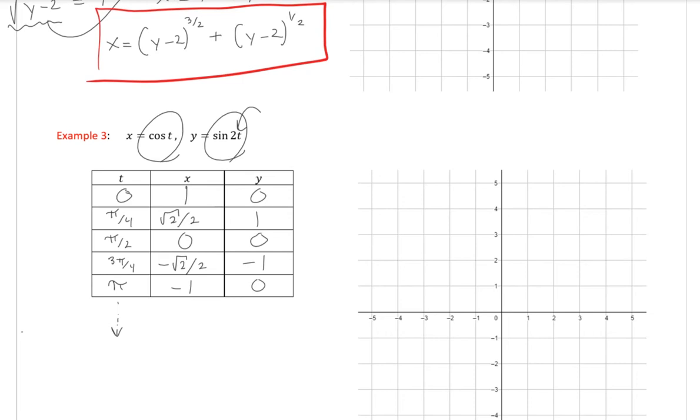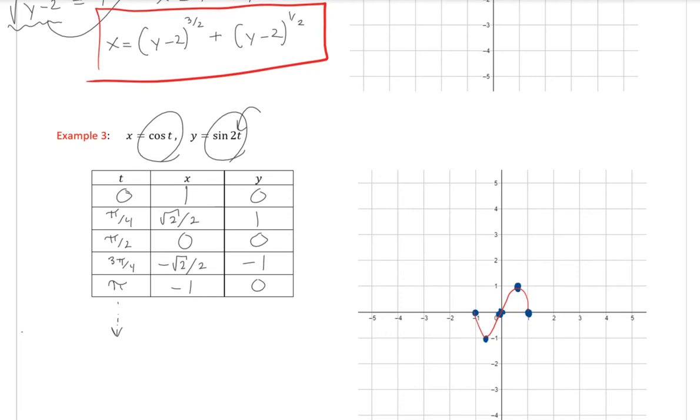So let's put my points together here. I have 1, 0. So that's around here. I have root 2 over 2 and 1. Root 2 over 2 is between 0 and 1. So somewhere around here maybe. And then I have 0. And then I have the negative equivalent of that. And then up to negative 1, 0. So if I connect these, I have a curve that kind of looks like sine, actually.